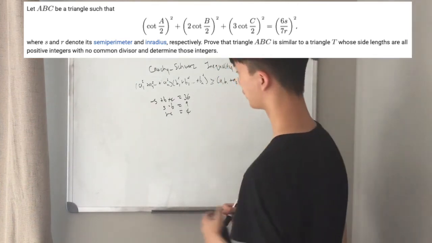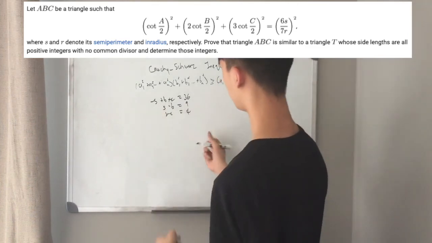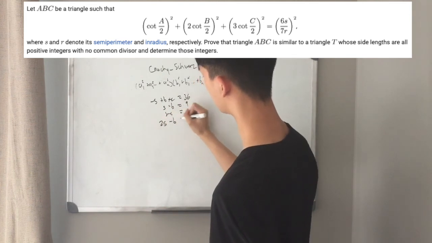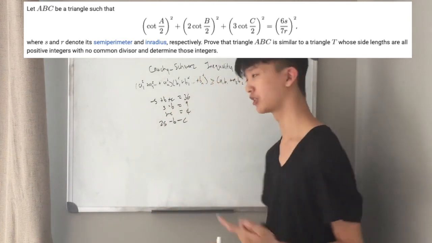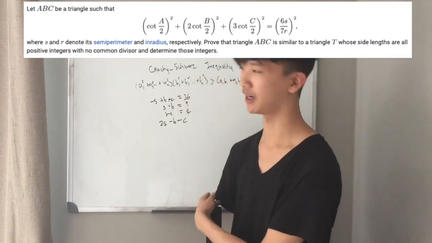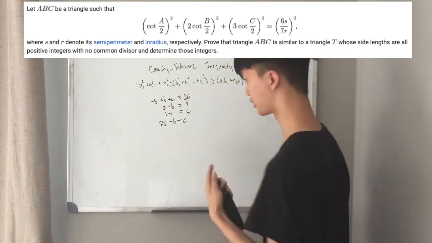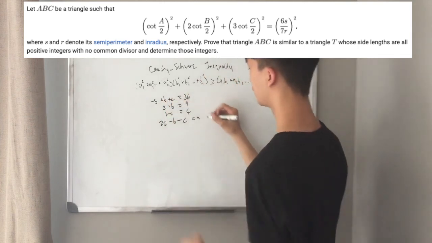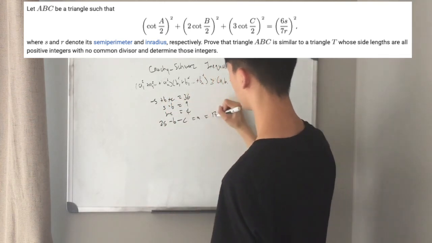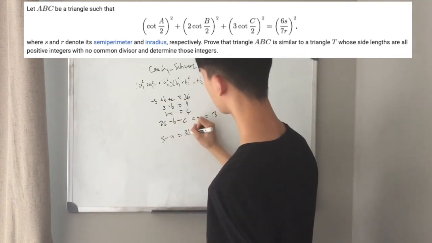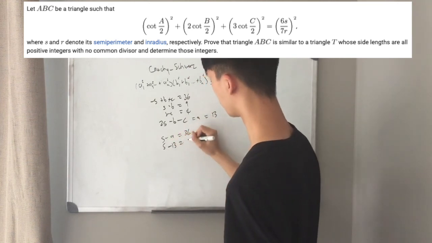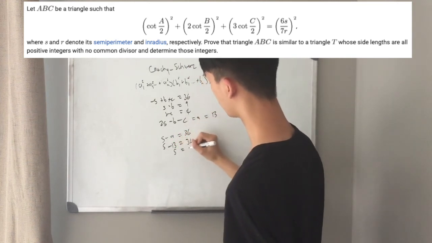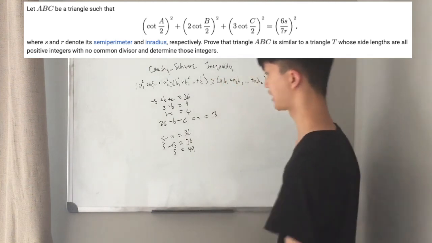So first, notice that if we add these two together, we get 2S minus b minus c. Now, as I said earlier, the perimeter minus b minus c is equal to a, or 2 times the semi-perimeter minus b minus c is equal to a. So adding these two equations, a is then equal to 13. S minus a is equal to 36. S minus 13 is equal to 36. S is equal to 49. And so we have the semi-perimeter.